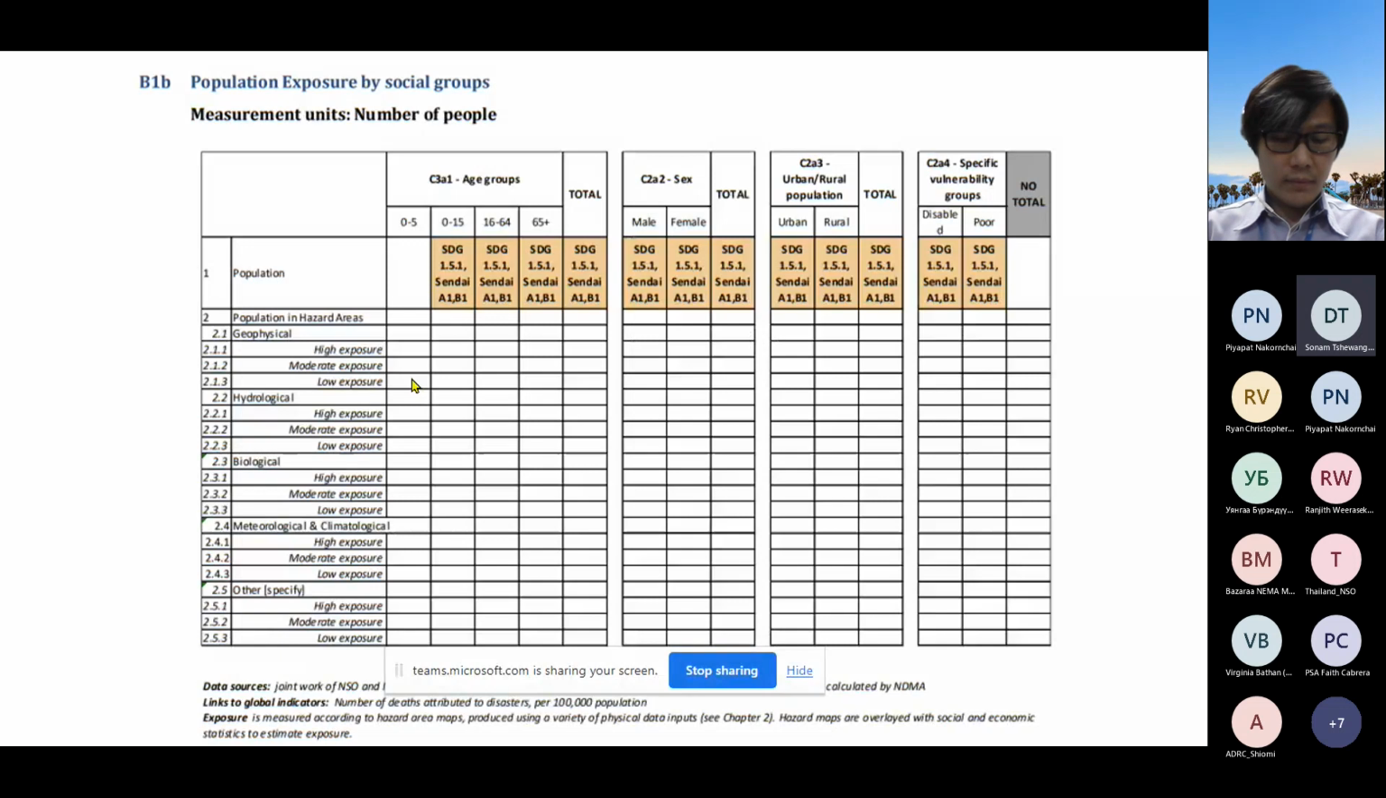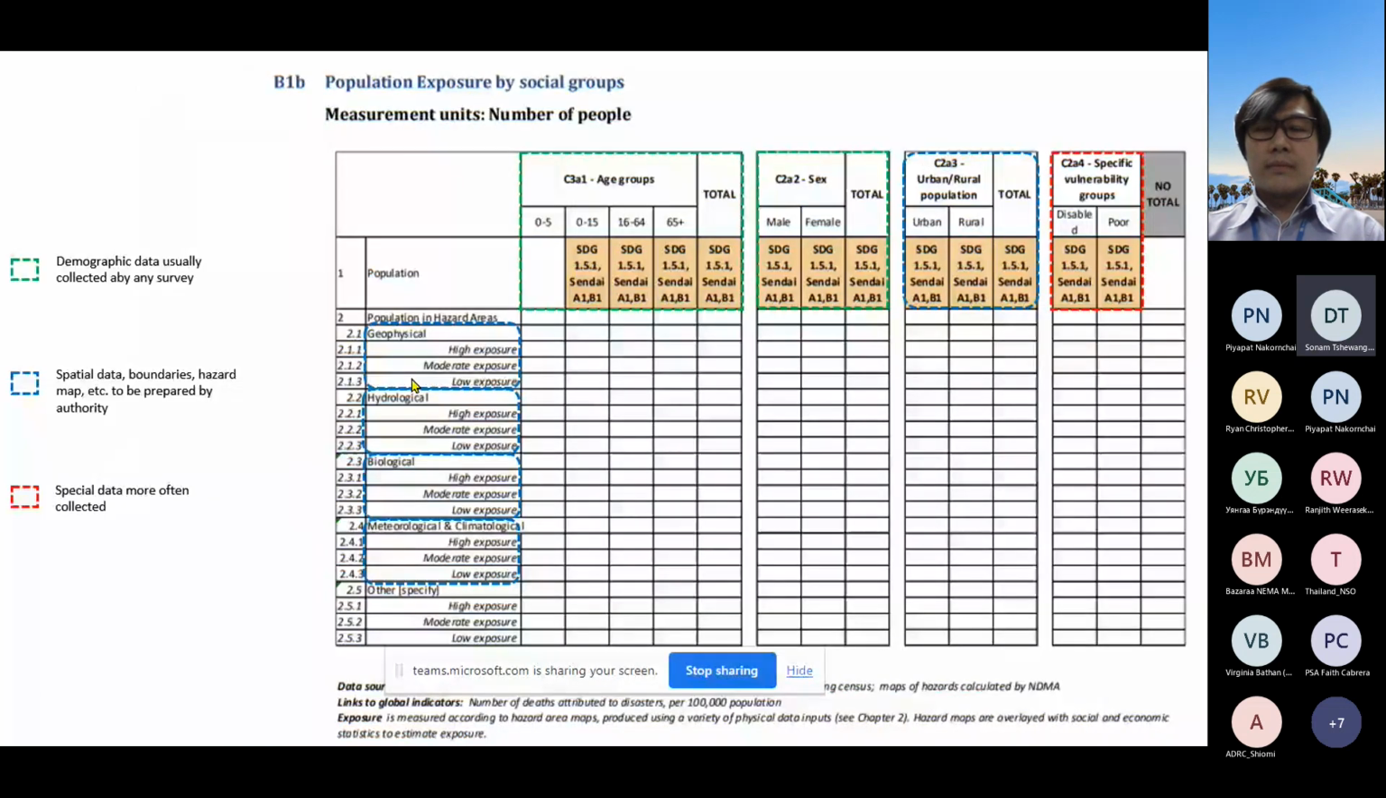Now, regarding table B1B, the social exposure by social group, I would like to share my experience and opinion of this table with respect to our context: what is already available and what needs to be done here.